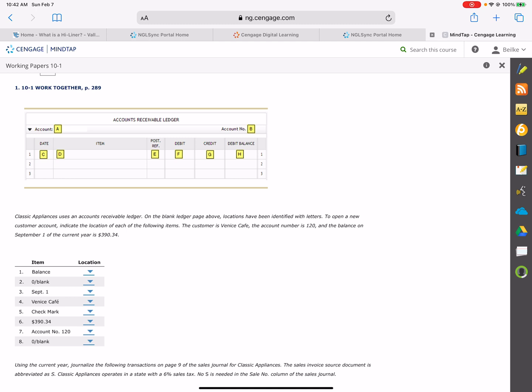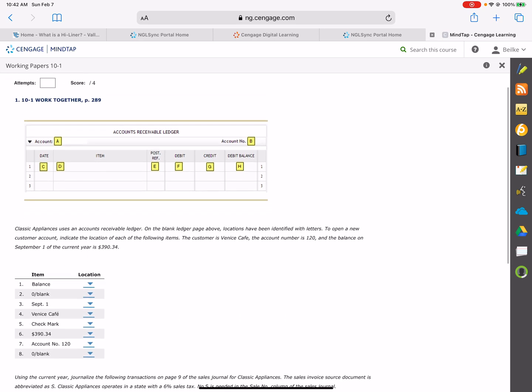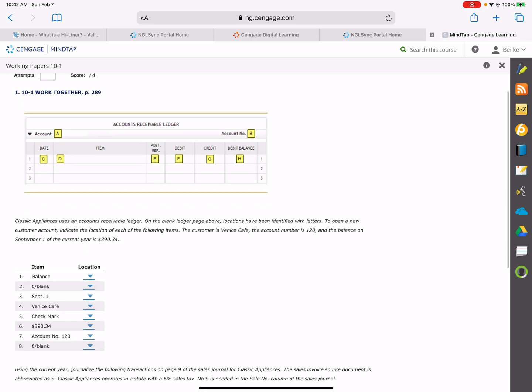But when we work with 10-1, the first step here, it says Classic Appliances uses the accounts receivable ledger. On the blank ledger page above, locations have been identified with letters. To open a new customer account, indicate the location of each of the following items. Okay, it says the customer of Venice Cafe, the account number, the balance, and so forth. Okay, so we've got that information there.